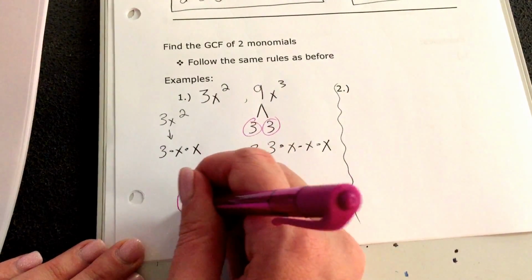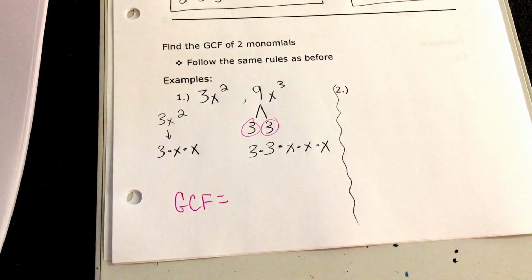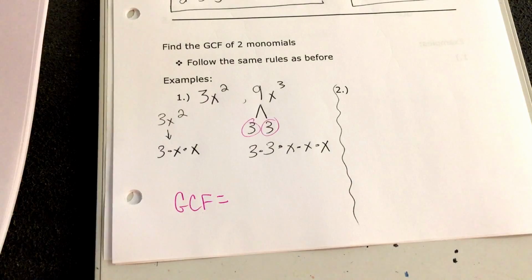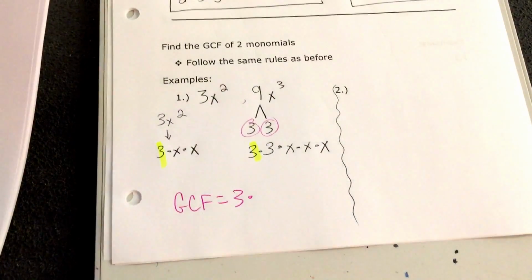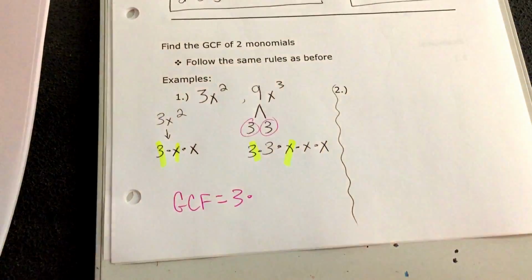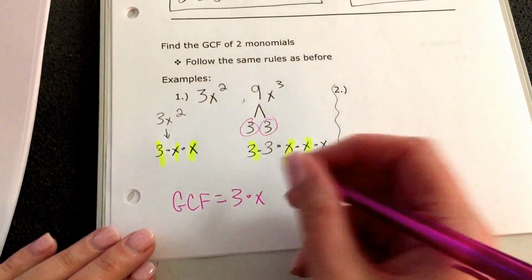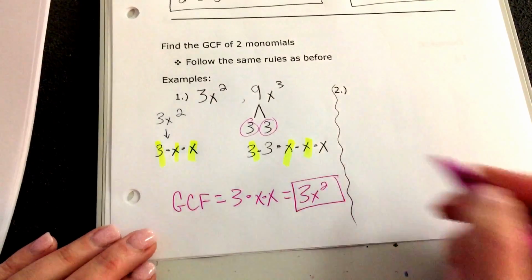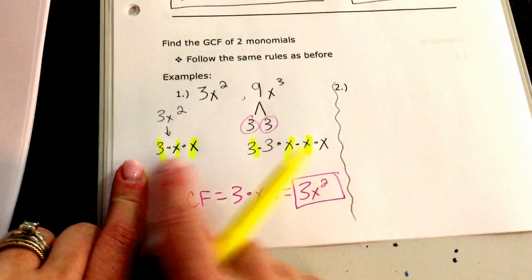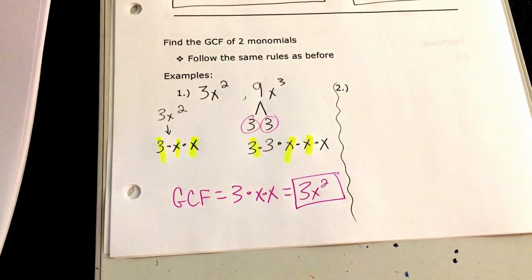Now we have to find the greatest common factor of these two monomials. Well, we're going to mark off what we can pull out of both. I can pull out a 3. I can pull out an x. I can pull out another x. So my greatest common factor is 3x squared. I cannot pull out, there's nothing else to pull out over here. I cannot pull out a 3 because I don't have another one. I cannot pull out another x because I don't have another one. And that is how you find the GCF of two monomials.